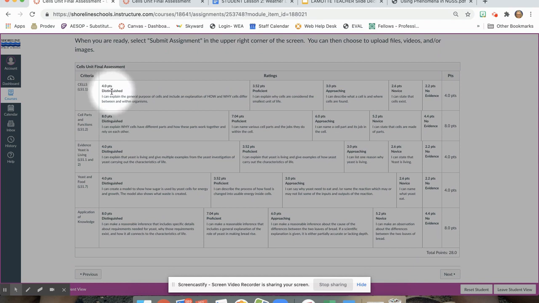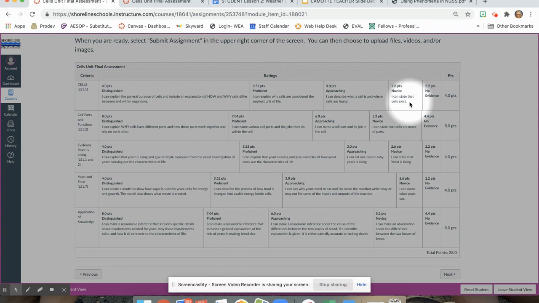So notice there are four categories. There's distinguished, proficient, approaching standard, novice, and no evidence. So each category has a description for how you get the score in each criteria. So for example, on my assessment, if I am talking about cells, I will get 2.6 points, or Miss Lamott will give me this score right here, if I can state that cells exist.